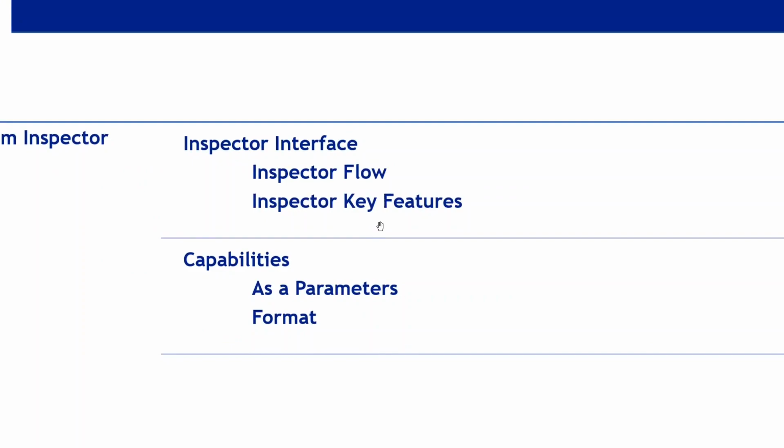This is my view of decoding the Appium Inspector. I'm going to give my view in a mind map graph. That is the inspector flow, how we are going to treat Appium Inspector, what are its key features, what are the key parameters, and what is the format that we are going to pass on to the Appium Inspector.